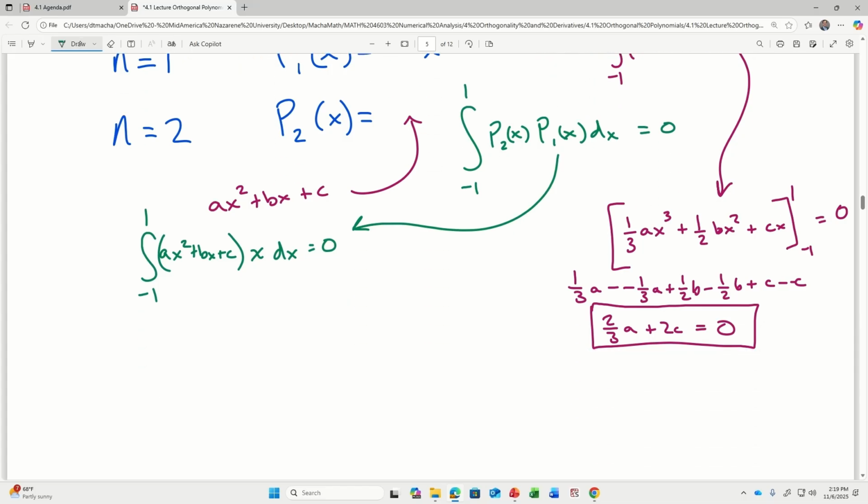And then go ahead and take the antiderivative here. So it's ax cubed, and then we take the antiderivative, it's going to be 1/4 ax to the 4th power. Then I've got bx squared, so after the antiderivative, it'll be 1/3 bx to the 3rd power. And I've got cx, so in the antiderivative, it'll be 1/2 cx squared. And when I plug in 1 and -1, that should give me 0.